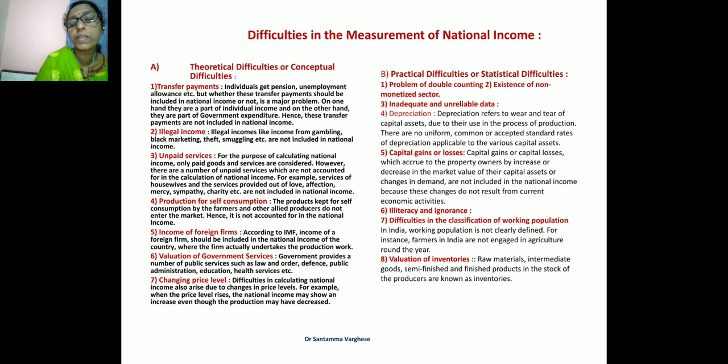When flour is used by the bakery, it is an intermediate good, and when this flour is used by the household, it is a final good. So this type of difficulty arises. Double counting may come in this.